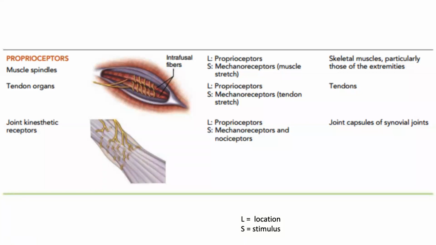So the receptors in our tendons, joints, and muscles are called proprioceptors. We have three types of proprioceptors: muscle spindles, tendon organs, and joint kinesthetic receptors. Muscle spindles are present in the muscle. Tendon organs are present in the tendon, especially at the junction of tendon and muscle, the musculotendinous junction. And kinesthetic receptors are present in the joint capsule of the synovial joints.